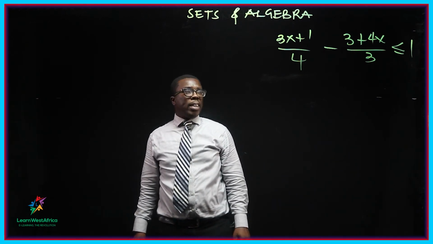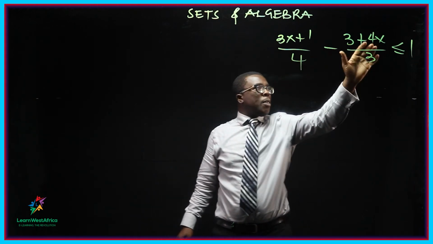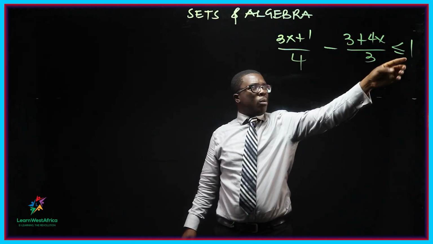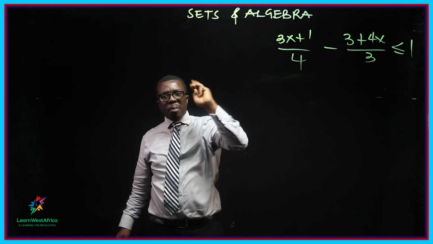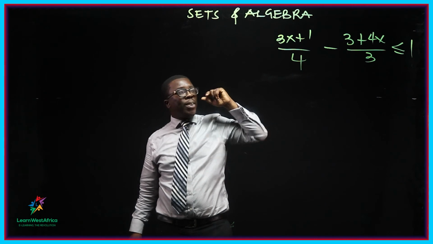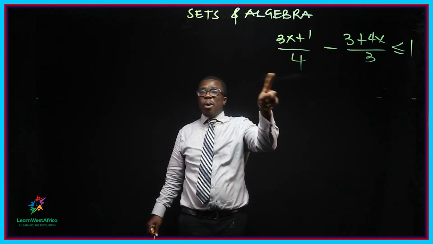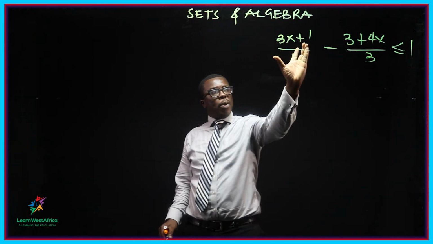So 3x plus 1 over 4 is one term, 3 plus 4x over 3 is one term, and 1 is one term. You use the LCM three times because you have three terms. The LCM of 4 and 3 is 12, the lowest common multiple, and we multiply each term by 12.